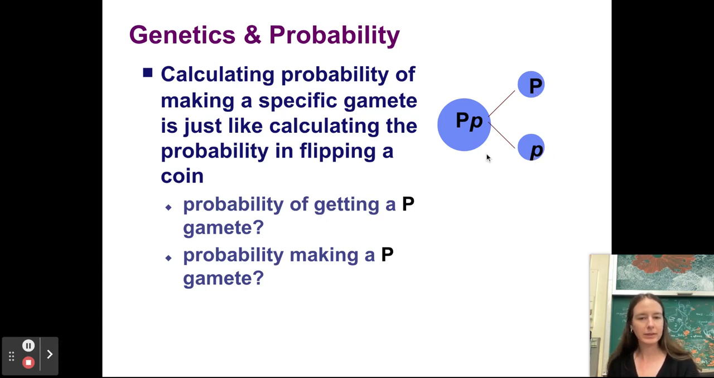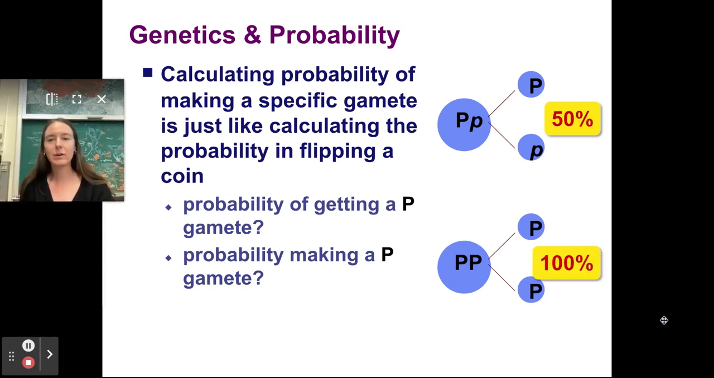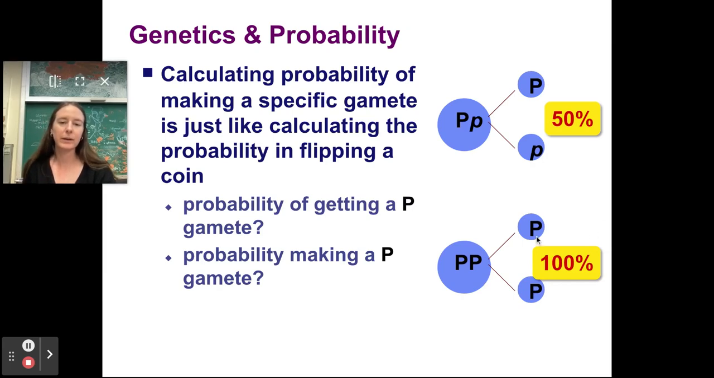But what is the probability that your gamete is going to have a capital P versus a lowercase p? So let's think about it. Well, we only have 2 options, so we actually have a 50-50 chance. In the same way, let's say we have a capital P and a capital P here. What are the chances that you're going to get a capital P allele? What are the chances you're going to get a lowercase allele in the gamete? It's 100% capital, right? No chance that you're going to get a lowercase p allele here.